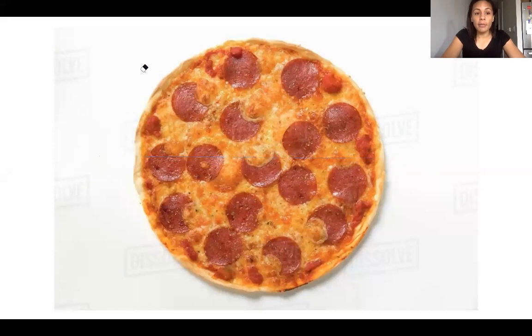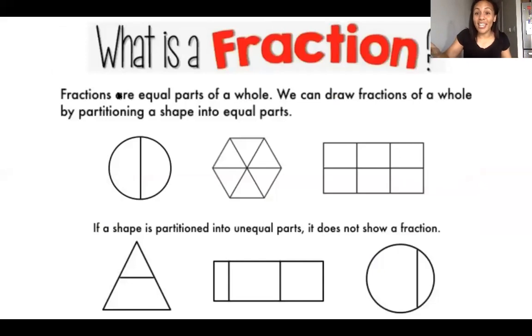Very good. So guess what, friends? You just did a fraction. That's what fractions are all about. What is a fraction? Fractions are equal parts of a whole. Let's say that again. Equal parts of a whole.